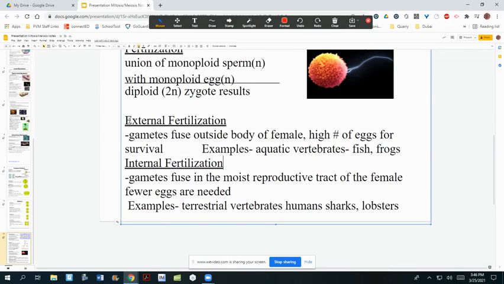And if you have external fertilization, you're going to do external development also, because most of the time there are so many eggs that have been produced. They're all on their own. They're just hoping for the best.